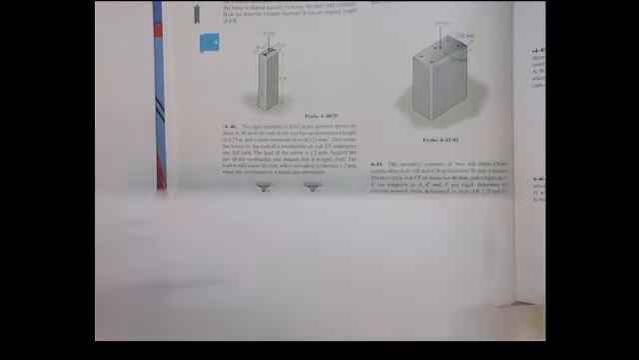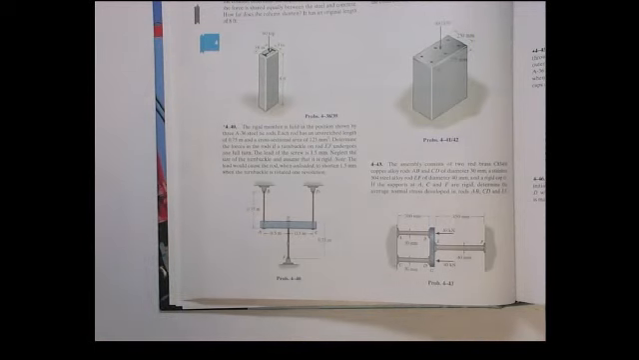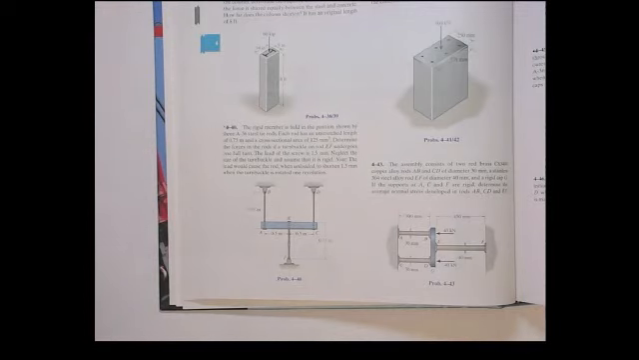Okay? We want to find the forces in the rods, I'm assuming. Determine the forces in the rods. Okay. All right.